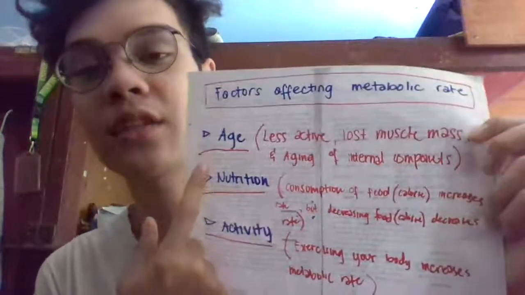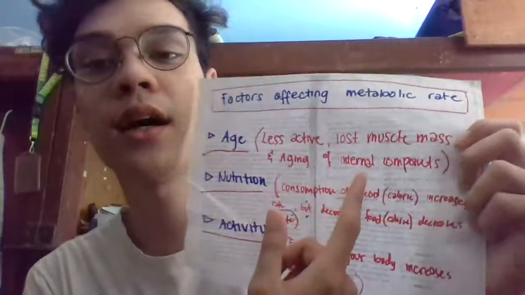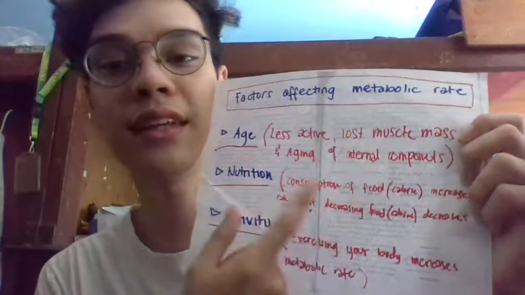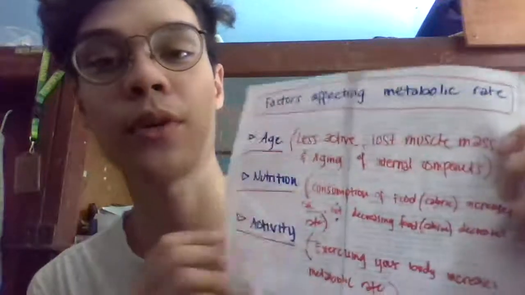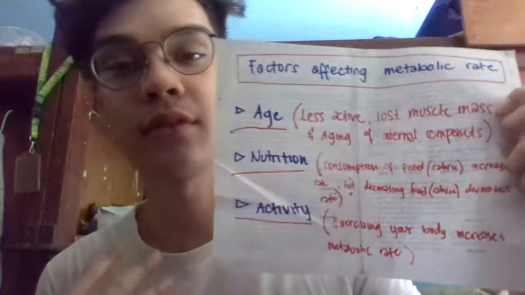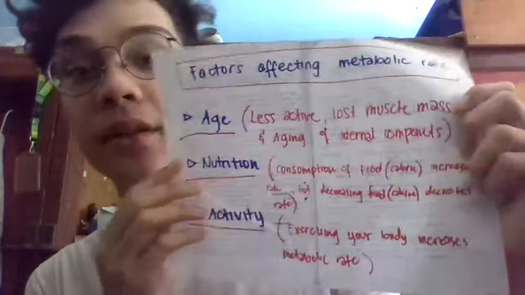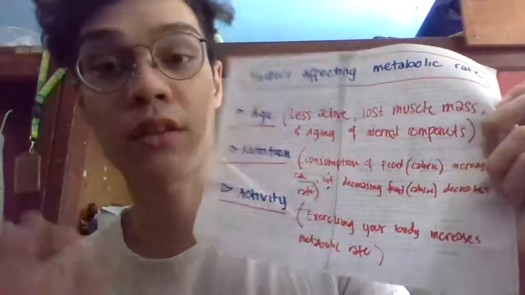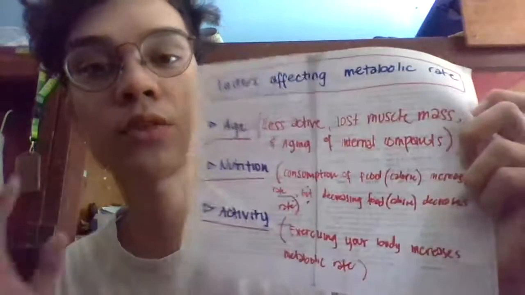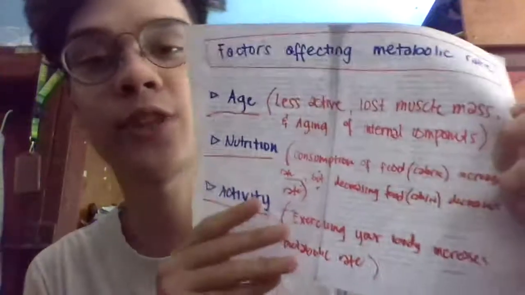With age, we become less active. We lose muscle mass, and the internal components inside us start to break down, just like a machine. But this can be battled with strength training. But eventually, as we grow older and older, the training can no longer catch up.